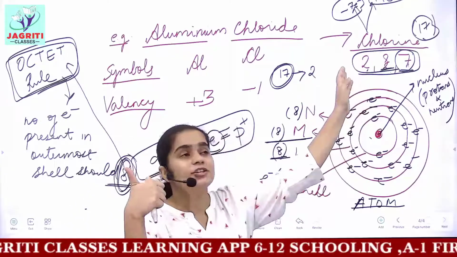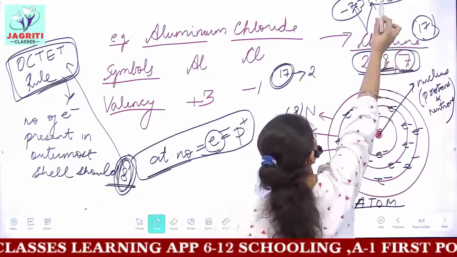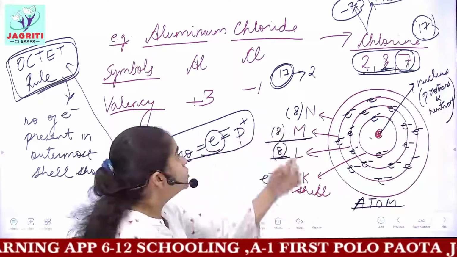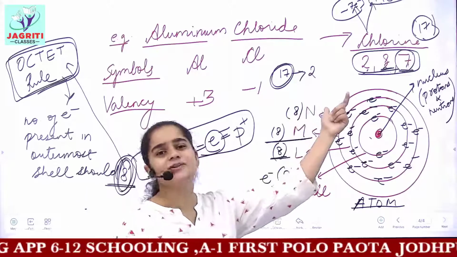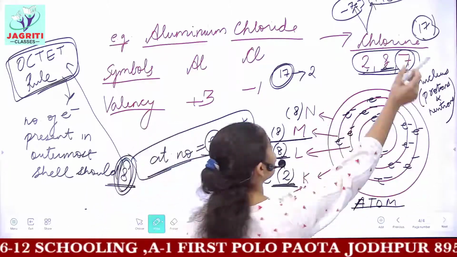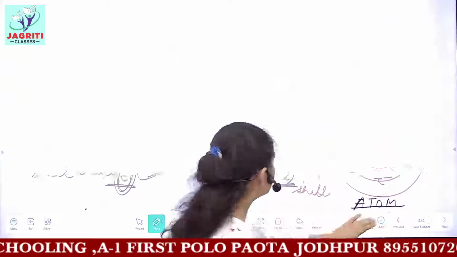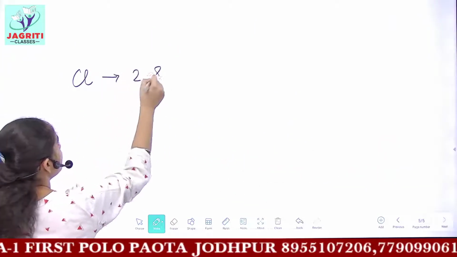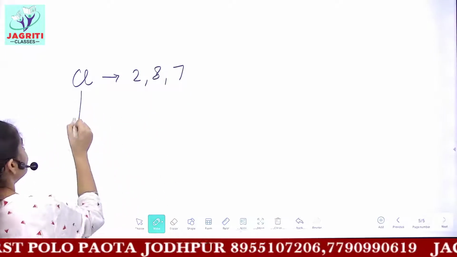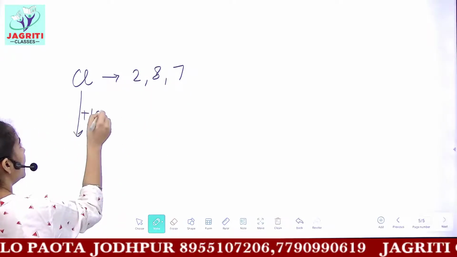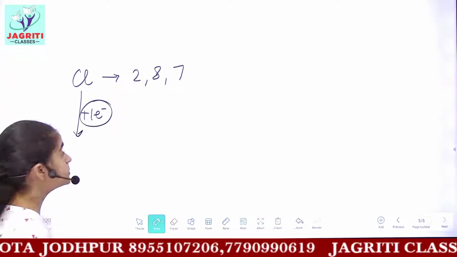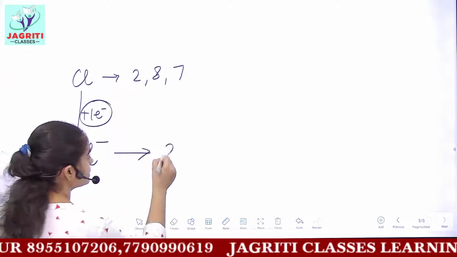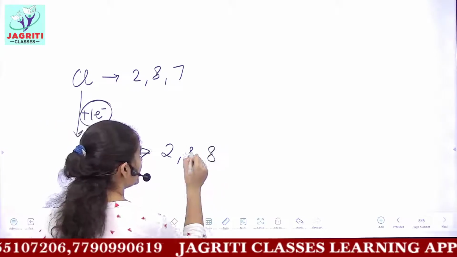The less energy pathway is what? You add 1 electron to the chlorine to get to the 2, 8, 8 configuration. So for attaining stability, chlorine does the same thing, that is, it takes up 1 electron. So now this chlorine, which was 2, 8, 7, adds 1 electron and becomes Cl minus. And now the electronic configuration is 2, 8, 8.